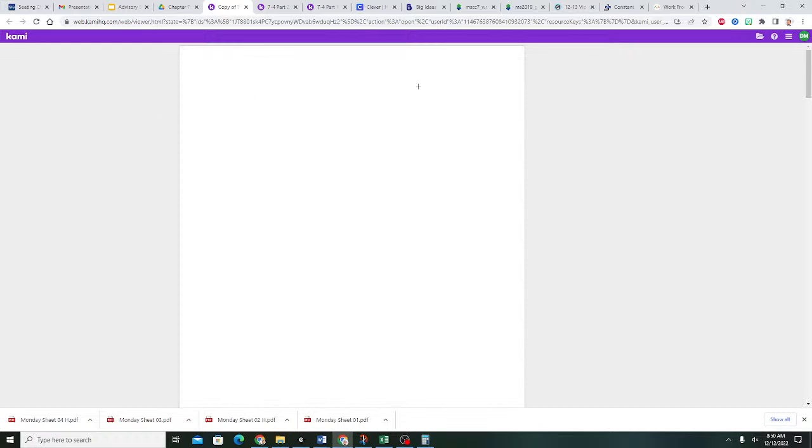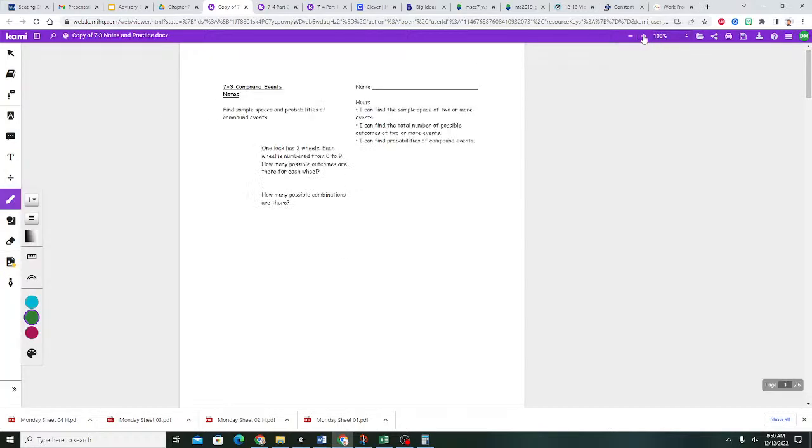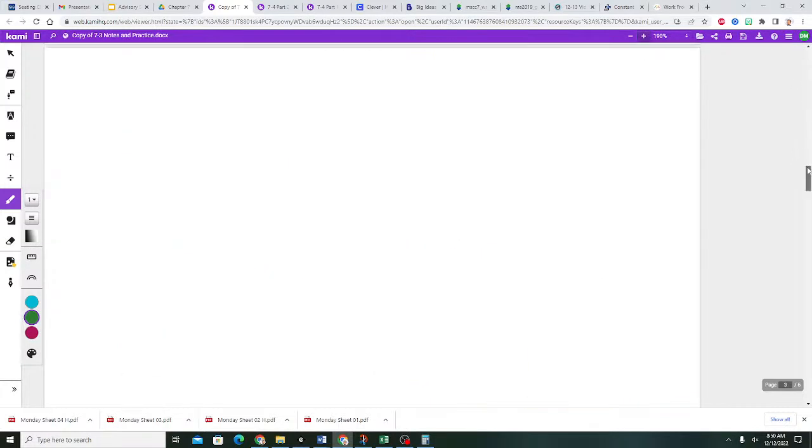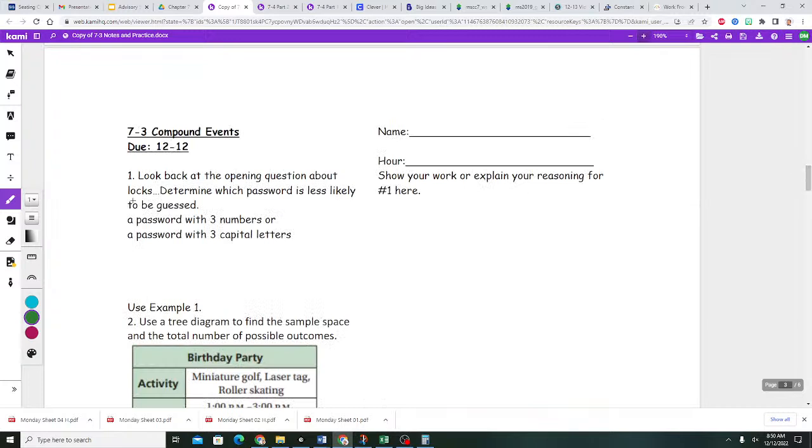Here we go. All right, we are looking at compound events. I already did the notes, so here we go with the practice. Look back at the opening question about locks in case you need to remember, but we're going to determine which password is less likely to be guessed: a password with 3 numbers or a password with 3 capital letters.